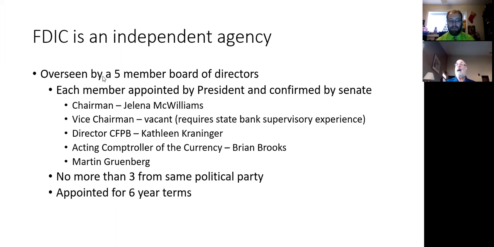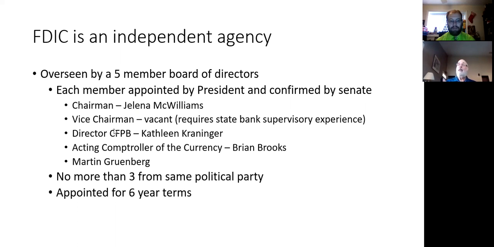But it is overseen by a 5-member board of directors. Originally, it was 3. It was increased to 5 a number of years ago. And each member is appointed by the president and confirmed by the Senate, just like you see for Supreme Court justices, members of the cabinet, those type of things. And currently, there's 1 vacancy and there's 4 members of the board. The chairman is Jelena McWilliams, who was appointed by President Trump as chairman. The vice chairman is vacant.